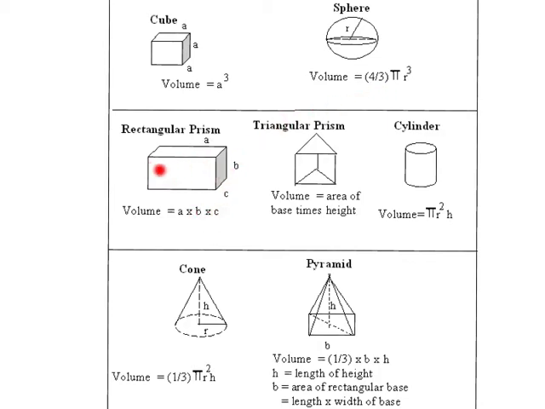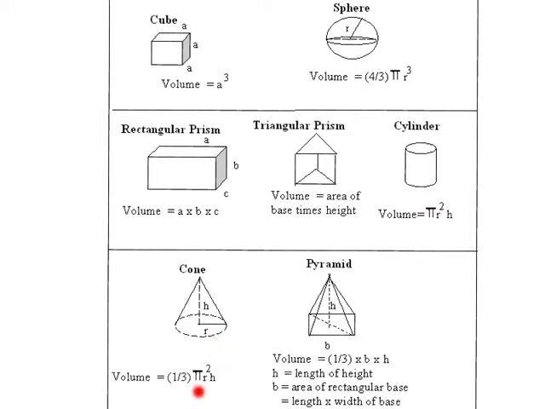Alright, a rectangular prism is like a box. A times B times C, so length times width times height, or whichever one they are. For a triangular prism, the volume is equal to the area of the base, what it's sitting on, times its height. And the volume of a cylinder is pi times the radius squared times the height. So you're really finding the area of the base, the round thing it's sitting on, and then times that by the height.